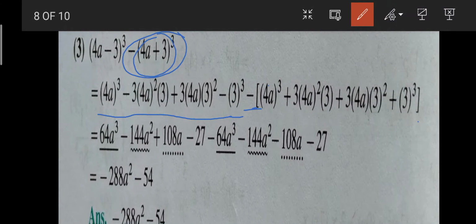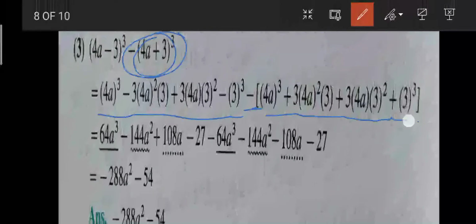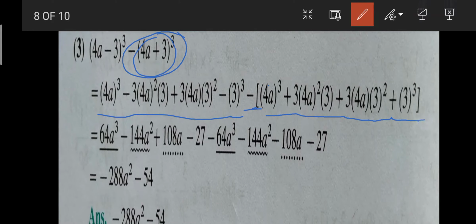So when we open this bracket as (4a plus 3) the whole cube, we get this answer: 4a cube plus 3 into 4a square plus 3 into 4a into 3 square plus 3 cube. Now students, as I told you earlier, once the minus sign is there outside, when we open the bracket the sign changes. So when we open this and multiply, we get this answer as 64a cube minus 144a square plus 108a minus 27.